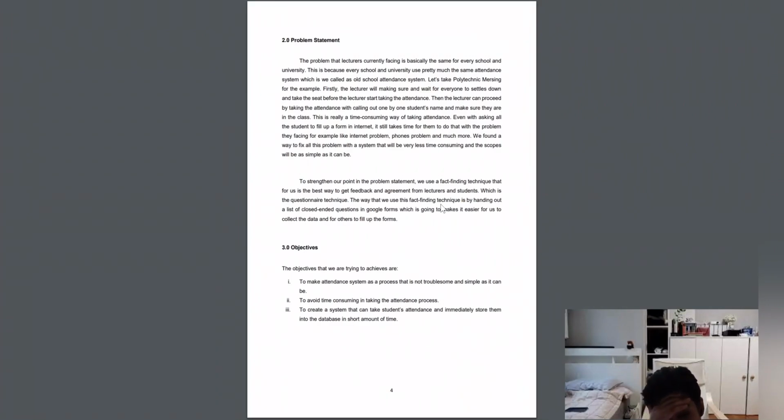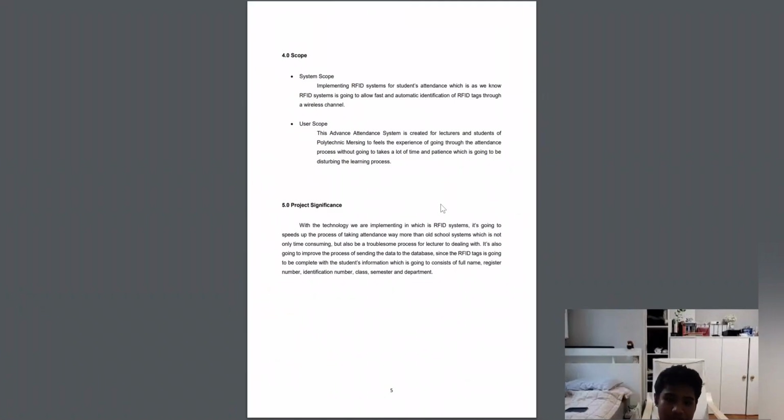Okay, for number 3 is objectives. The objectives that we are trying to achieve are to make the attendance system a process that is not troublesome and as simple as it can be, to avoid time consuming in the attendance taking process, and to create a system that can take students' attendance and immediately store it into the database in a short amount of time.